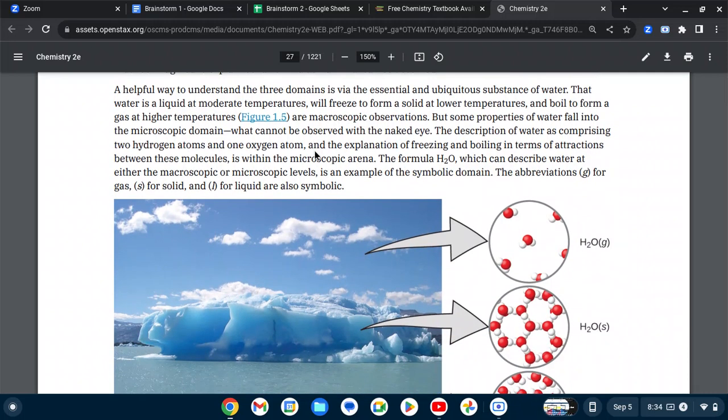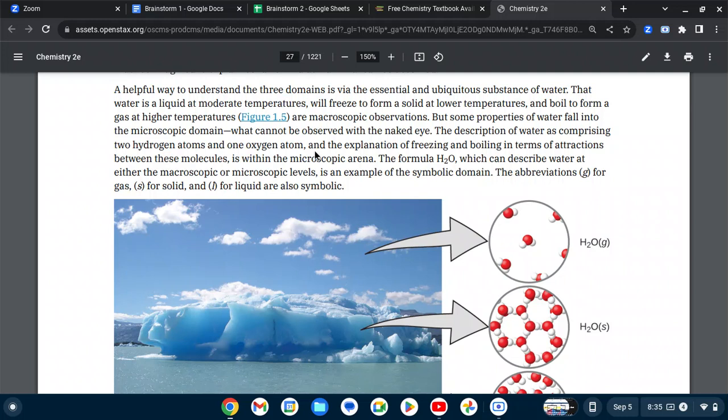A helpful way to understand the three domains is via the essential and ubiquitous substance of water. That water is a liquid at moderate temperatures, will freeze to form a solid at lower temperatures, and boil to form a gas at higher temperatures, are macroscopic observations. But some properties of water fall into the microscopic domain. What cannot be observed with the naked eye?